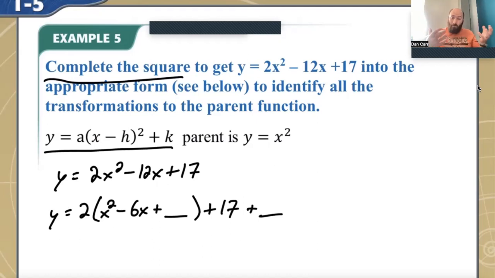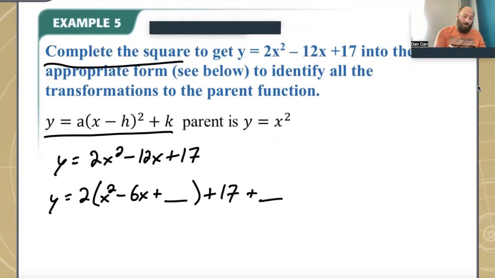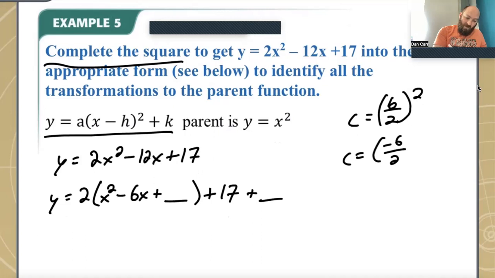Now remember, completing a square means I'm going to take this middle term right here, the 6. The c value is going to be b divided by 2 squared. So b is negative 6 here. Negative 6 divided by 2, and then I square that. That's going to give me my c value that can complete the square. So negative 6 divided by 2 is a negative 3. Squaring that, I get a positive 9. So I get to put a 9 here.